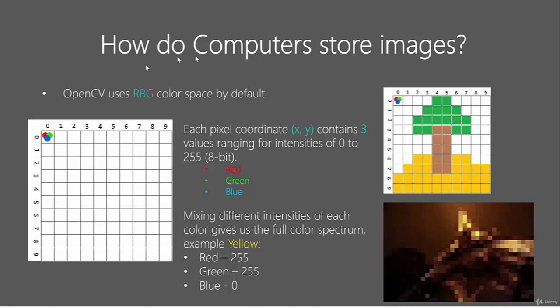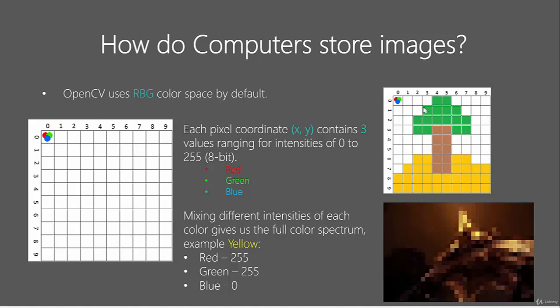So imagine this 10 by 10 grid I have here represented an image, and at each pixel point, which is what these cells are, we have three values, one for red, one for green, one for blue. Now OpenCV stores these values as an 8-bit integer. 8 bits allows us to go from 0 to 255, giving us 256 values. So now we represent colors here by mixing different intensities of red, green, and blue.